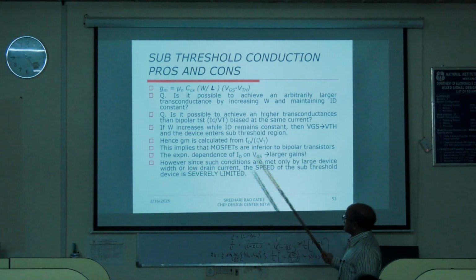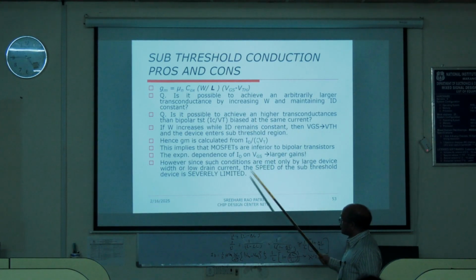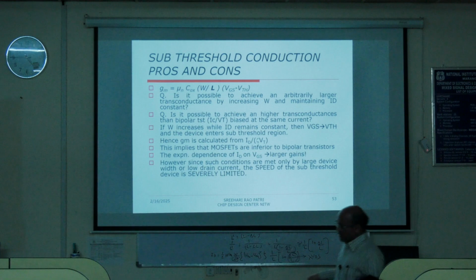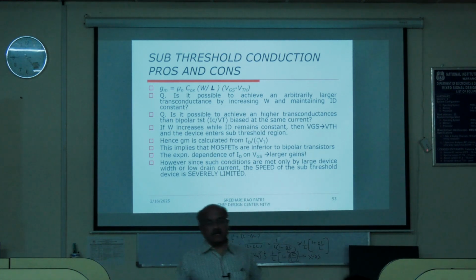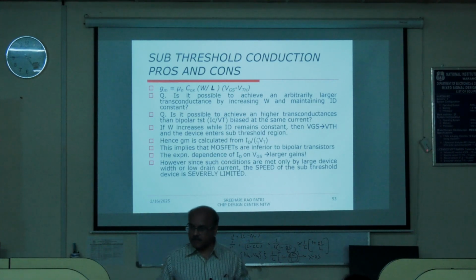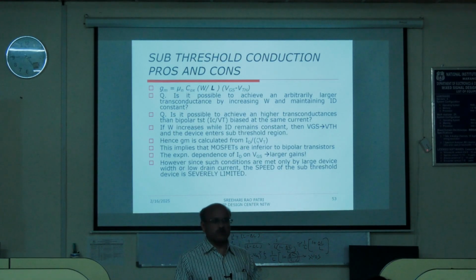So therefore, the bottom line here is that if you want to get larger transconductance, you try to increase W by L, all right? But then for the same ID, the device enters into the sub-threshold conduction. Even then you are happy.